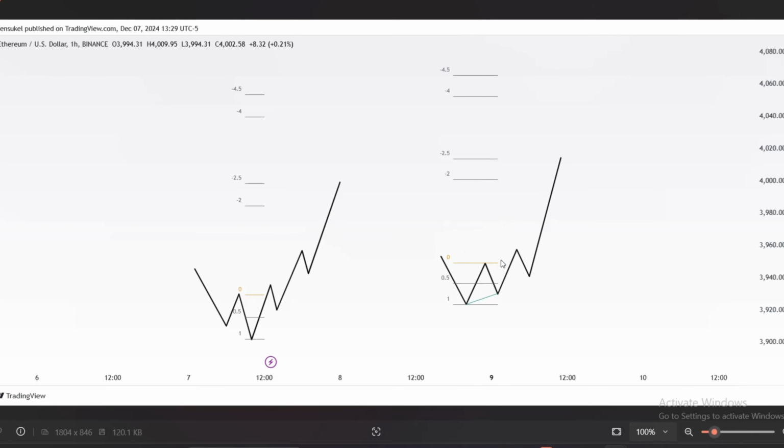In this scenario too, there was SMT over here, and because of that we failed to take this high, but on the other correlated pair we took this low rather. So on the other correlated pair we took this low.